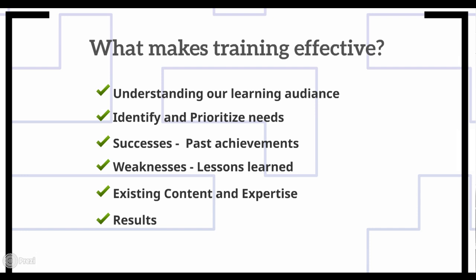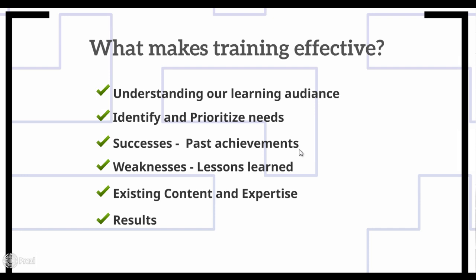Now, we will review some important points that will help us to build an effective training environment. First, we need to understand our learning audience. What motivates these learners to learn and to apply new knowledge and skills on the job. Next, we need to identify and prioritize those needs that are best met by training. Examples are policy and role changes, tools and job aids, and workplace changes.